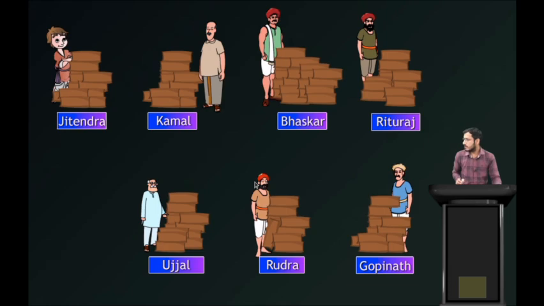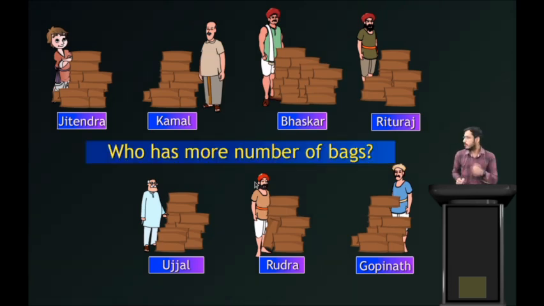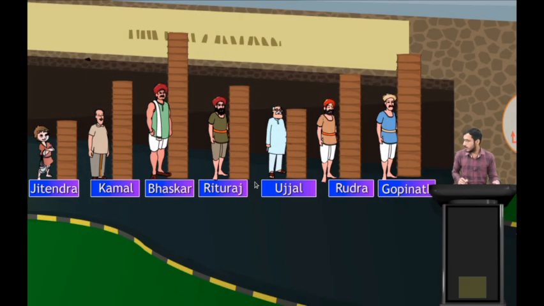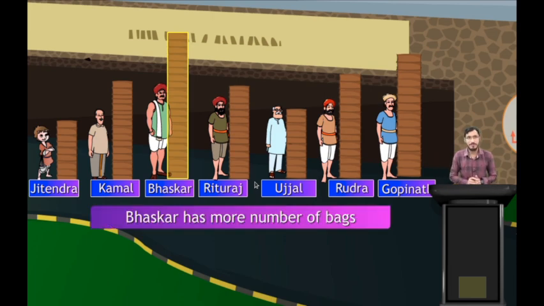Okay, so here you can see some farmers: Jitendra, Kamal, Bhaskar, Rituraj, Ujjwal, Rudra and Gopinath. So who has more number of bags? Can you tell me? Yes, it's difficult to find out who has more number of bags. So here what will we do? When we arrange bags like this, it's easy to find out who has more bags. Like you can see here Bhaskar. So Bhaskar has more number of bags. Okay.